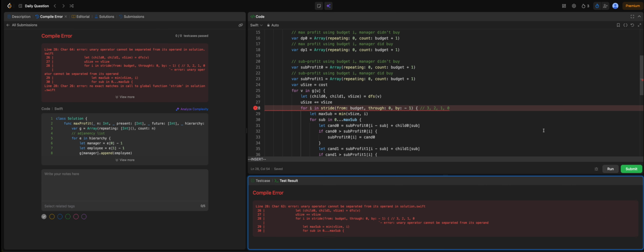I don't know why I make a lot of typos in here. From i in stride from budget. That's also correct. What did I do wrong? The root is zero, but not sure what is wrong. The unary operator cannot be separated from its operand, but I have done it correctly. Okay.